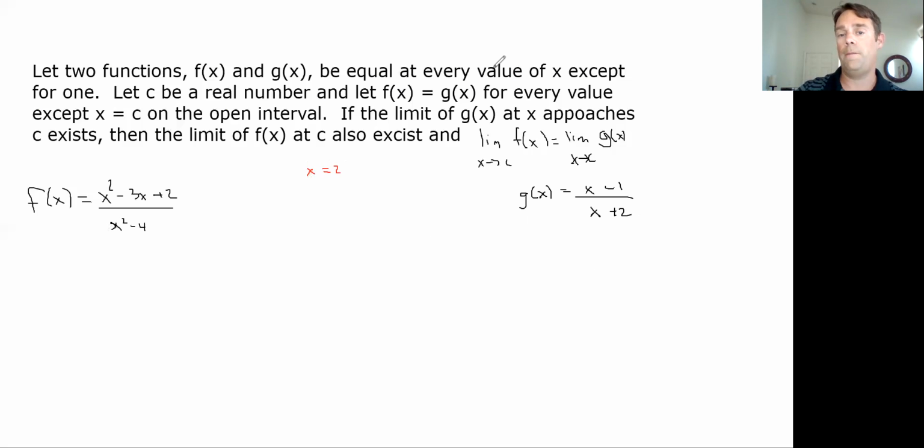How do we know that? Let's just take this for a second. If we were to factor the top, just like we did back in Algebra 2 and pre-cal, we end up getting an excluded value.